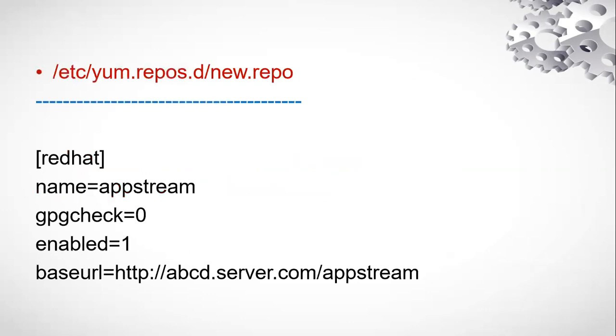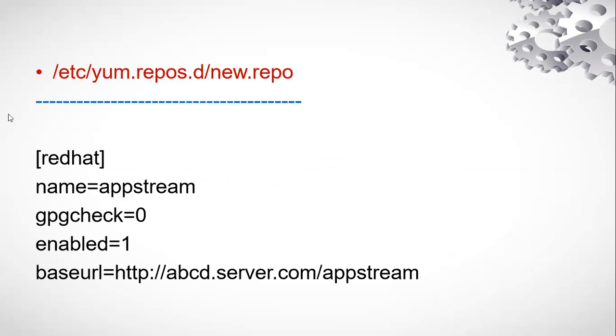The repo file looks something like this, with some parameters. There are 5 parameters, and you need to follow all 5. You can see Redhat is there, with some name. That Redhat is your repo ID, and there is a GPG key. I'll explain all these things.